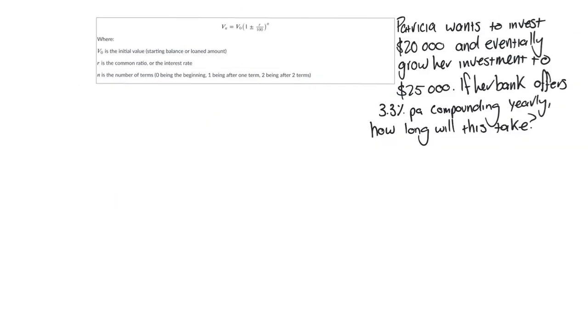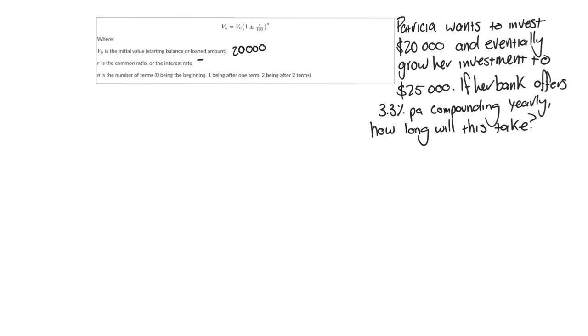Let's have a look at something a little bit different. This time, Patricia wants to invest $20,000. Oh, here we go. So $20,000 is V0. So 20,000, I'm just going to write this in as I read. It's her starting balance. So she wants to invest $20,000 and eventually grow her investment to 25. If the bank offers her 3.3% per annum interest compounding yearly, how long will this take?